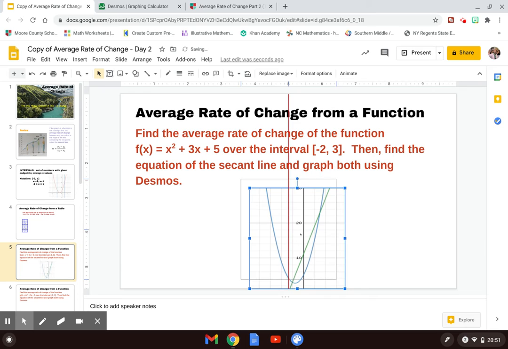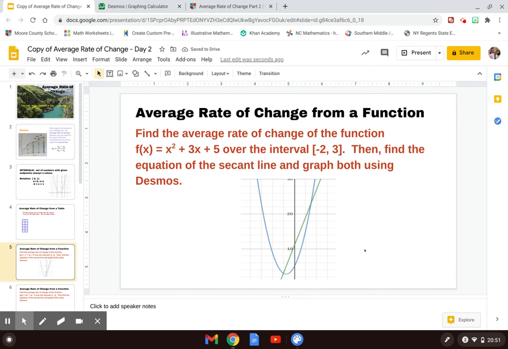And we just paste it right down in there, right like that. All right, so there's your function and the secant line.